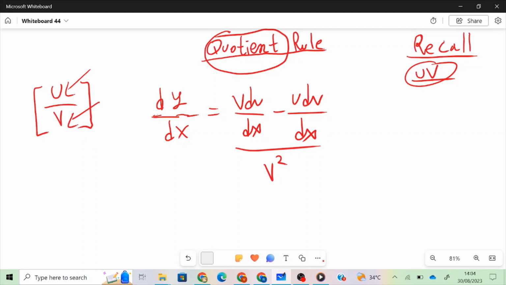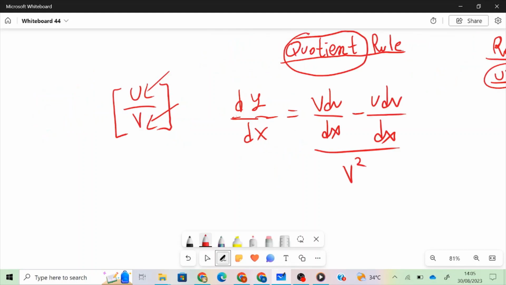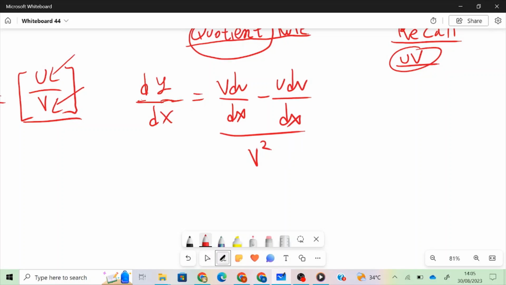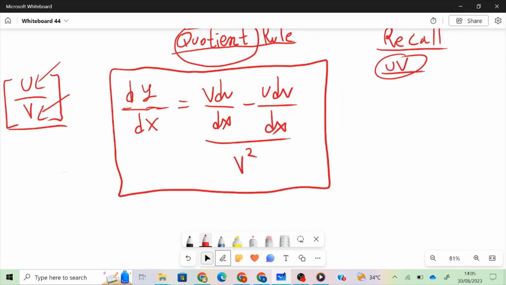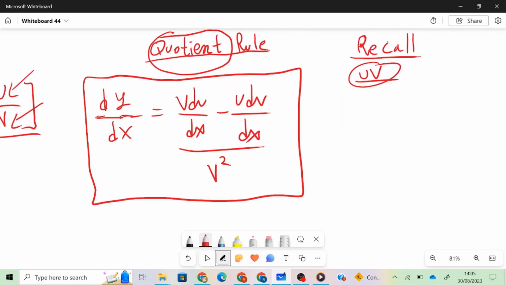This will be equated to y equals, so you can have it as dy dx as well. It's perfectly fine, but this is the formula that needs to be noted, because in most exam boards they do not give you this formula. You have to know it by heart, and if you compare it with the product rule, it's almost the same.